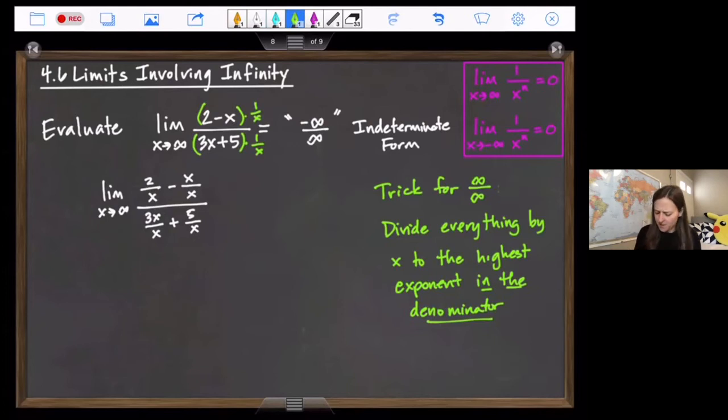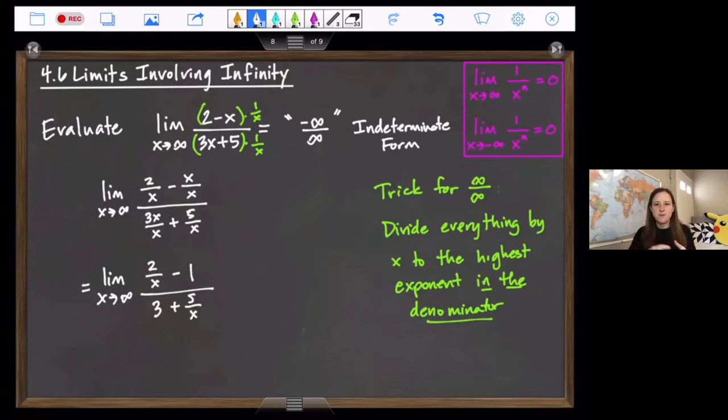I'm going to reduce a little bit here. I've got the limit as x goes to infinity, 2 over x minus x over x is 1, 3x over x will be 3, and then 5 over x. All right, so here is where our pink box comes in helpful. Anything that still has an x in the denominator, a number over something going to infinity, is going to get wiped out to 0. So my pink box tells me that this thing is headed towards 0.